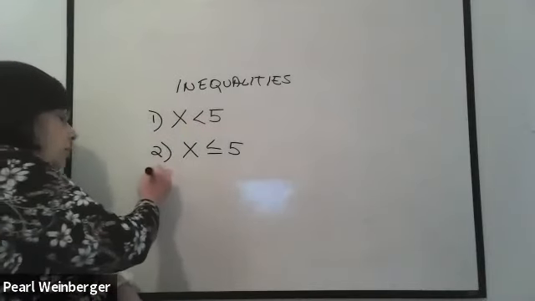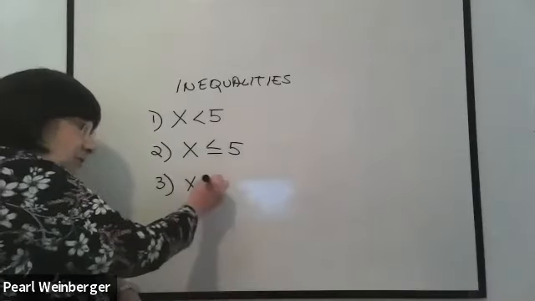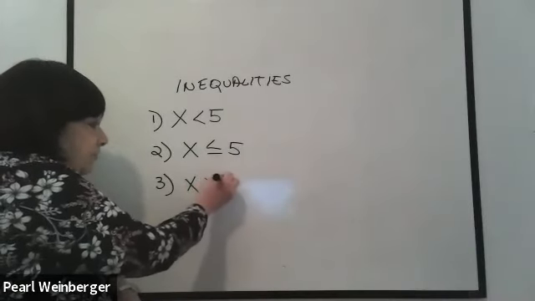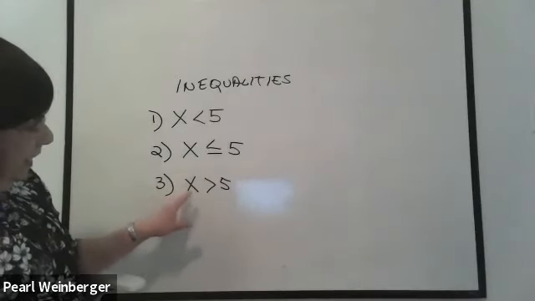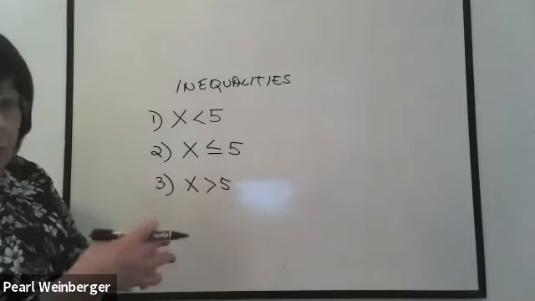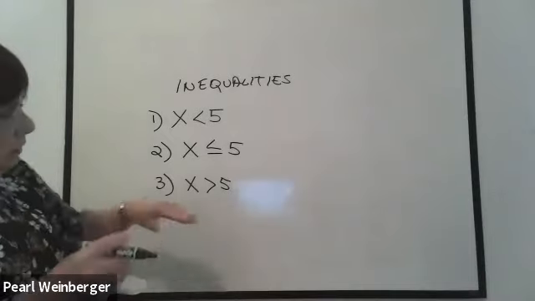So what are the other 2 inequalities we could write? Could it be less than? I mean, greater than? Right, x is greater than 5. Or greater than or equal to? That means that the number, this is saying x is greater than 5. In other words, any number bigger than 5 is included.